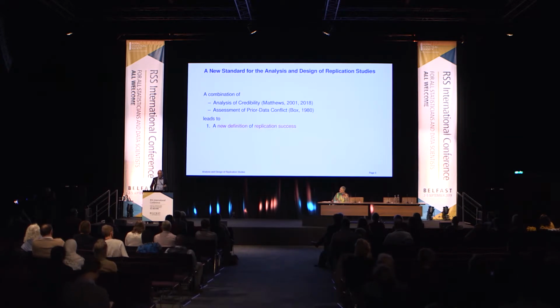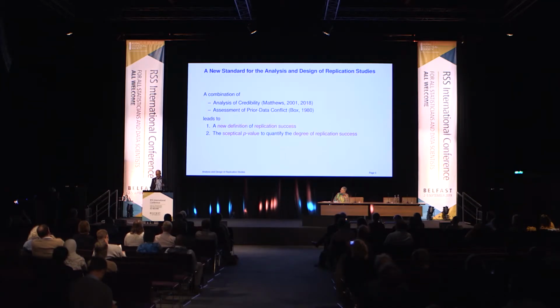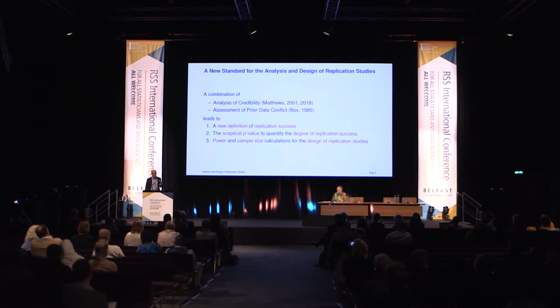This new method that I'm presenting is a combination of what's called the analysis of credibility, a method that has been proposed by Robert Matthews already in 2001, and the assessment of prior-data conflict, which goes back to George Box's 1980 paper. This combination leads to a new definition of replication success and a new p-value, which I call the skeptical p-value, to quantify the degree of replication success. It can also be used for the design of replication studies. So at the end of my talk, I will briefly mention ways to calculate the power for replication success and to calculate the sample size of a replication study to achieve a certain power.